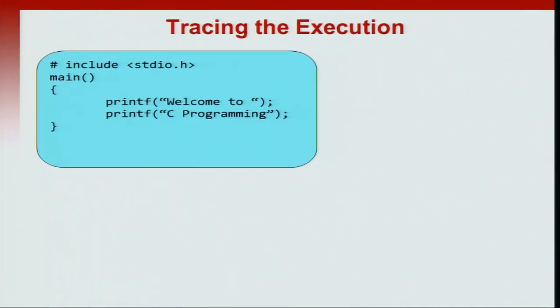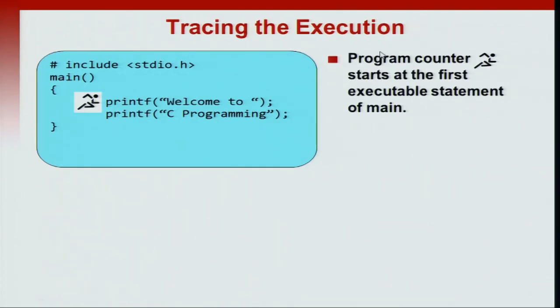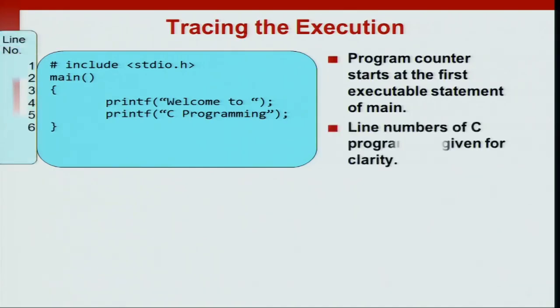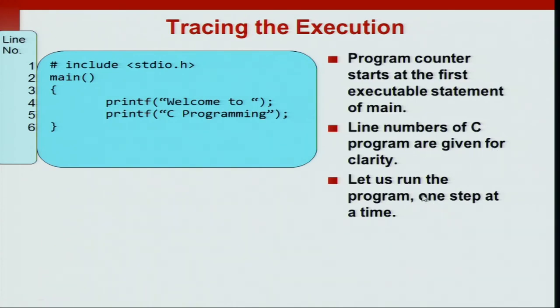Let us trace what happens when we execute the program. By tracing we mean step by step looking at each statement and seeing what happens when the program executes. Okay. We have what is known as a program counter, which says here is the currently executing line of the program. The program counter starts executing at the first statement of main. For ease of reference, I have given line numbers in the code. This is given just for clarity. Now, let us see what happens when we run the program line by line.